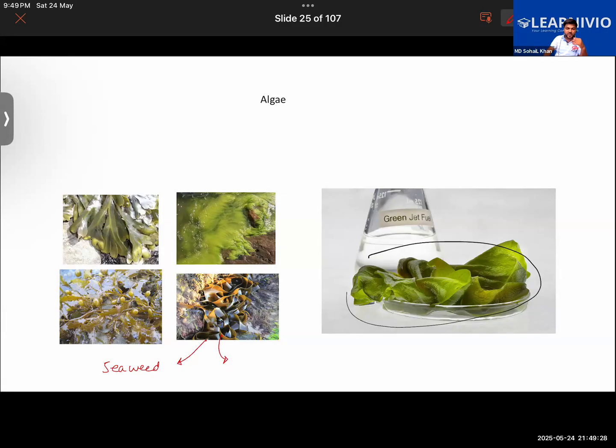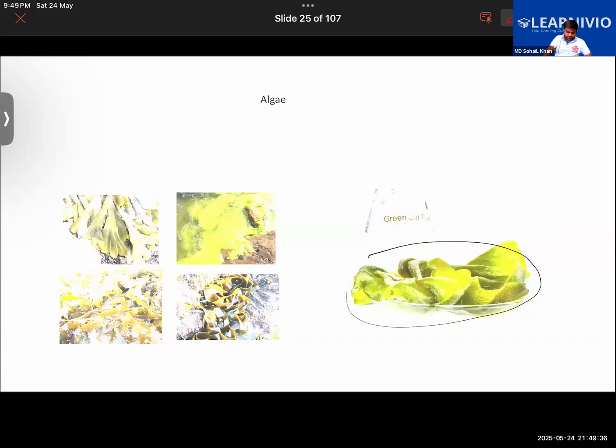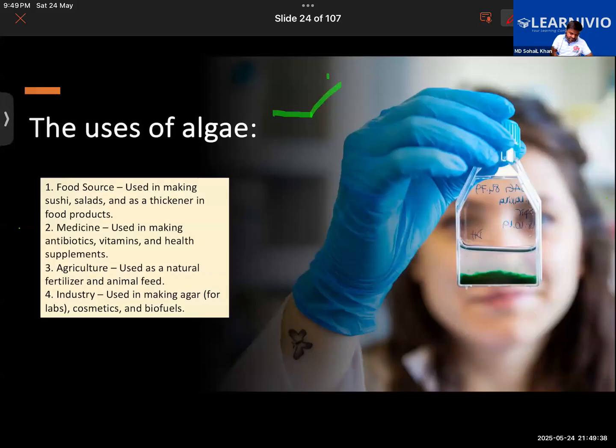They use it in Japanese cuisine. Getting it? Different kinds of dishes like sushi rolls and salads. So sushi, salads, and it is also used as a thickener in food products. Quite a unique thing to know.